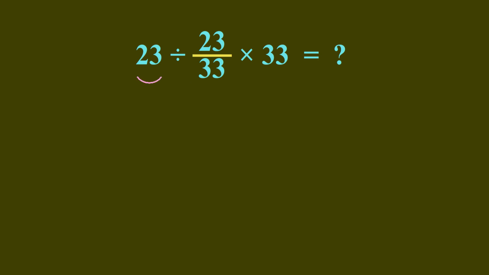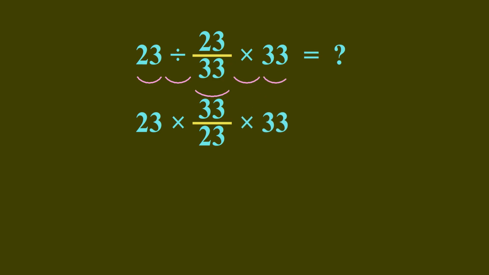23 divided by 23 over 33. To do this division, write down the 23, then change division to multiplication and flip this fraction to 33 over 23. And here again we have times 33. Now we have this new problem. First we do this multiplication. We can easily cancel this 23 and this 23, which gives 33.